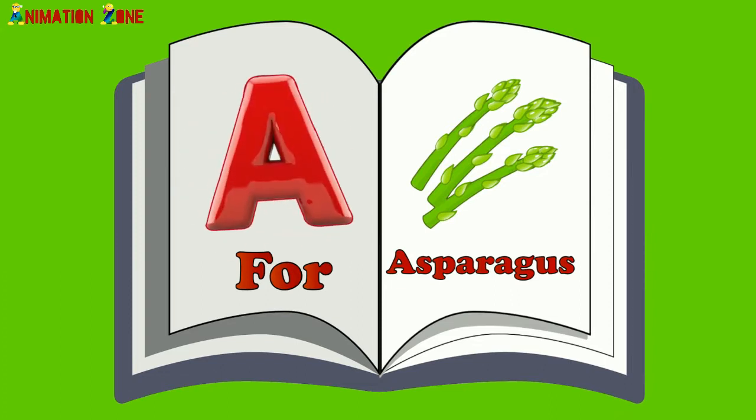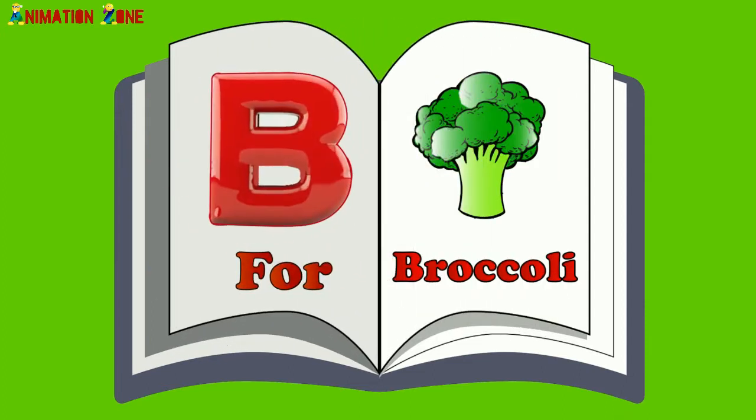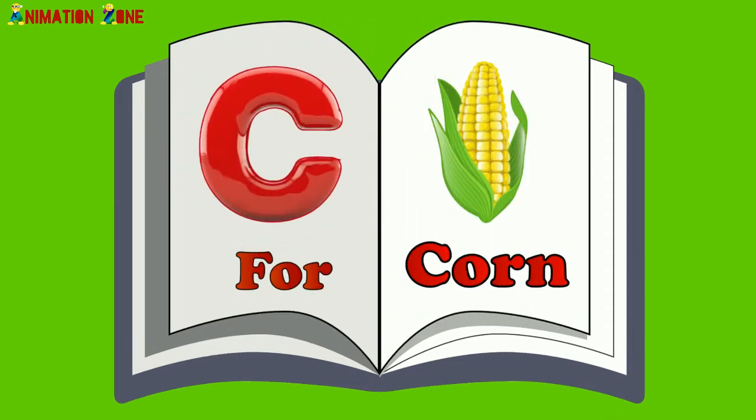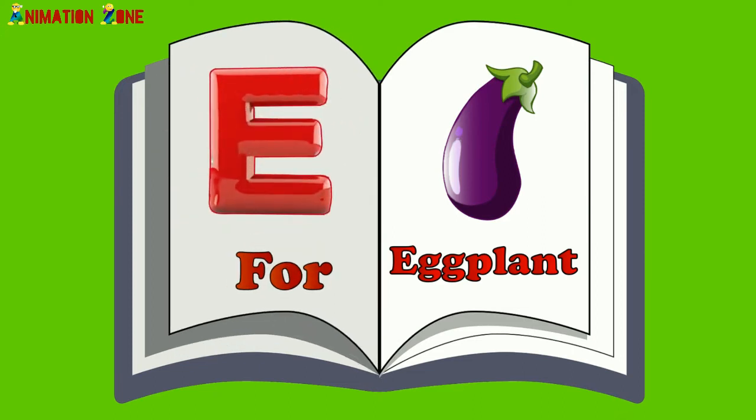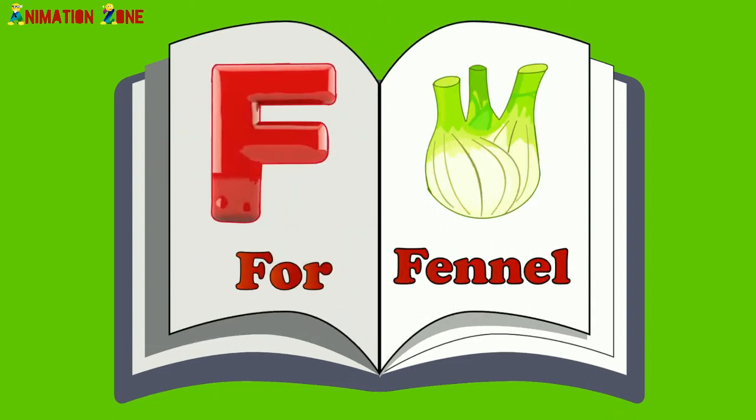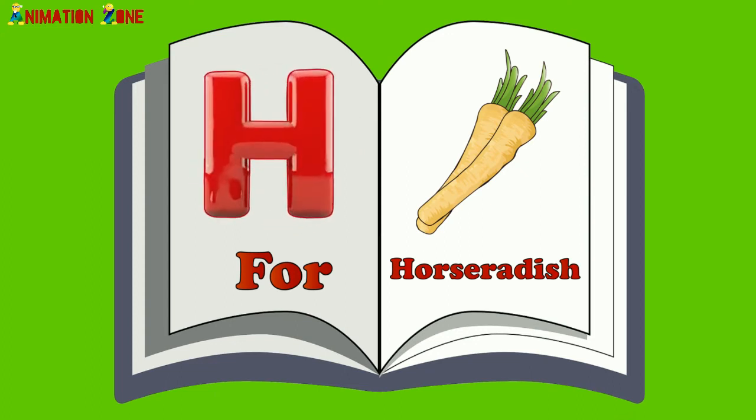A for Asparagus. B for Broccoli. C for Corn. D for Daikon. E for Eggplant. F for Fennel. G for Green Peas. H for horseradish.